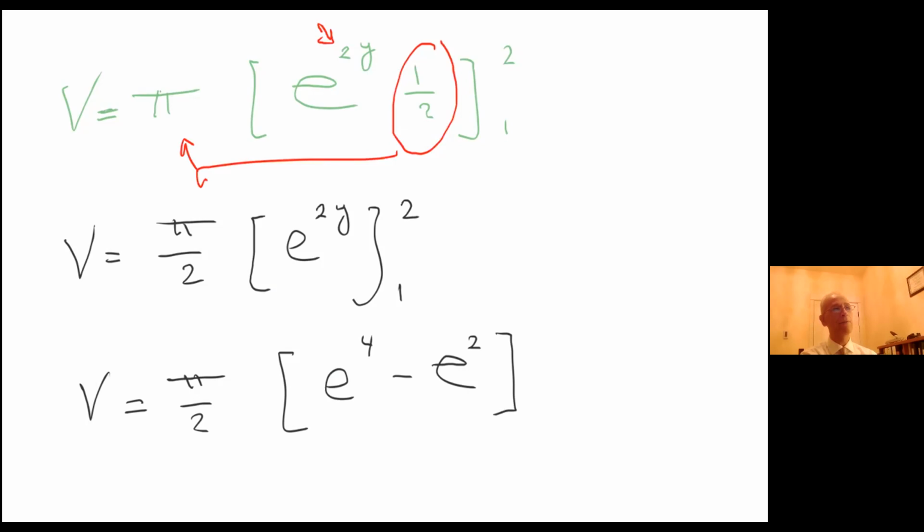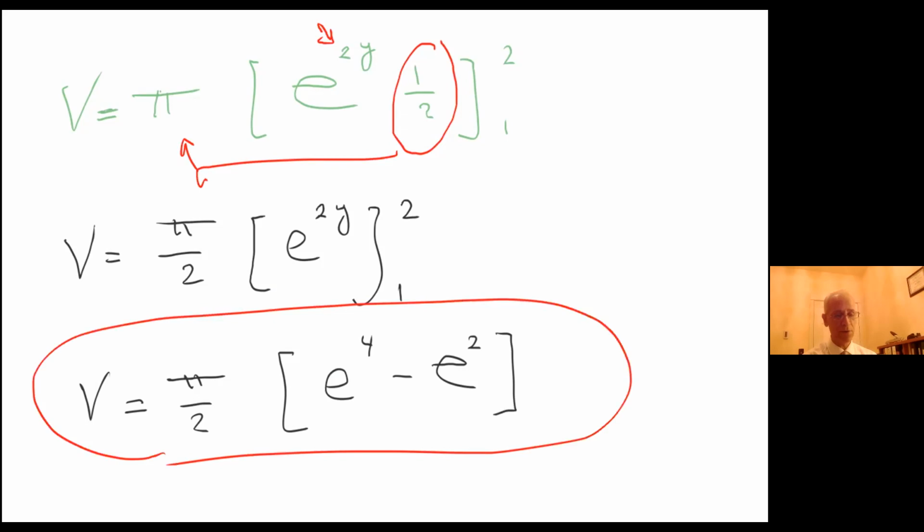And then plug in the 2, subtract, and then minus when you plug in the 1 for y, and you get volume equals pi over 2 times (e to the 4th minus e to the 2nd). And if you need the approximation, of course, you can use a calculator, but I'm not going to. Okay, I think this was an interesting example.